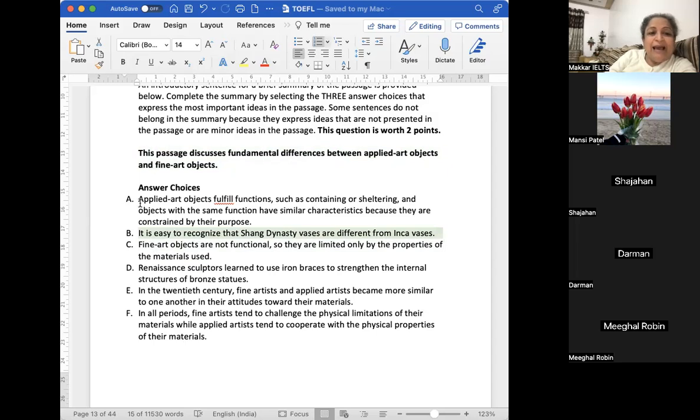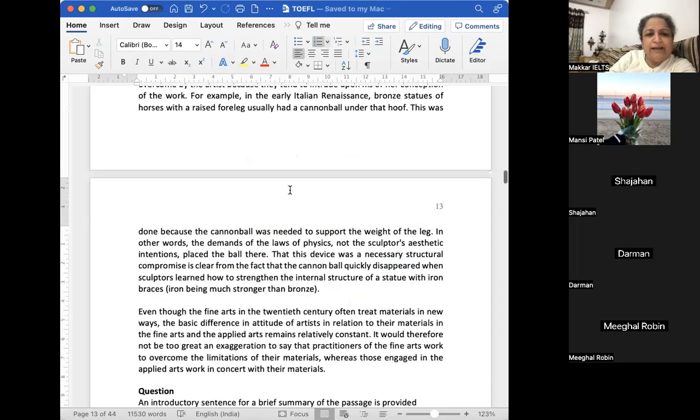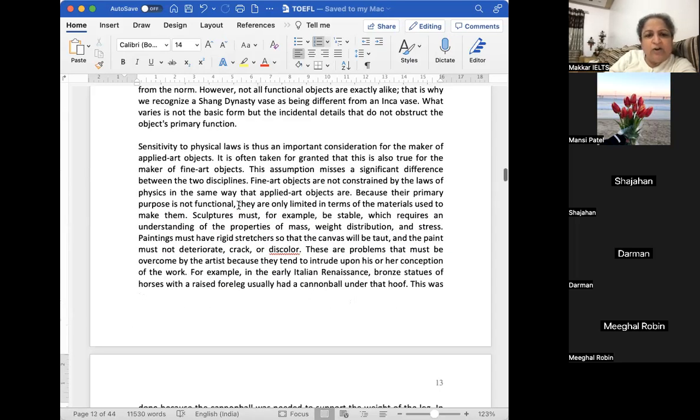Okay. Applied art objects fulfill functions such as containing और sheltering. ये हमने ऊपर पढ़ा है, जो पहले पैरा मैंने पढ़ा है. So A option एक तो है आपकी, A option is there. And then fine art objects are not functional, so they are limited only by the properties. तो C option भी है, वो अभी मैंने जो पढ़ी है यहाँ पे. See, they are not functional because their primary purpose is not functional. They are only limited in terms of materials used.